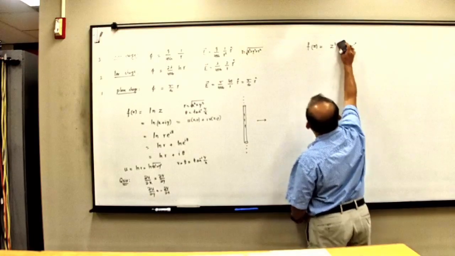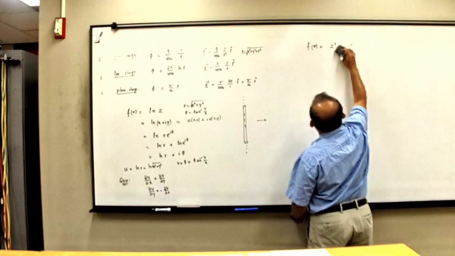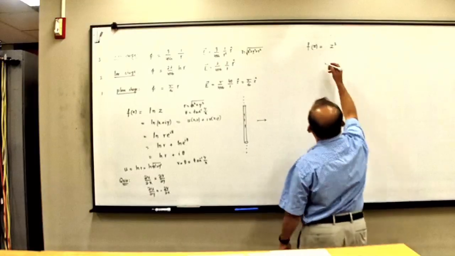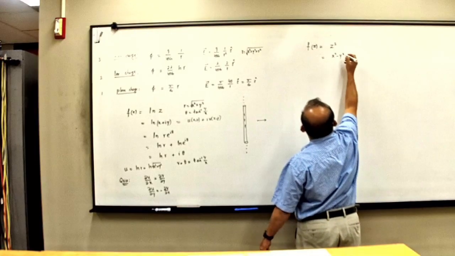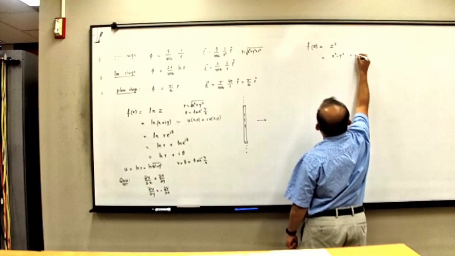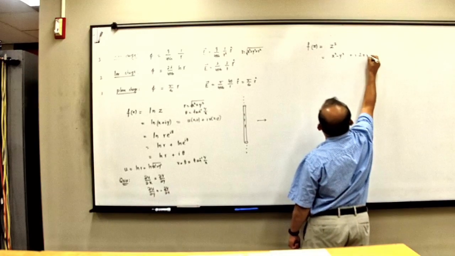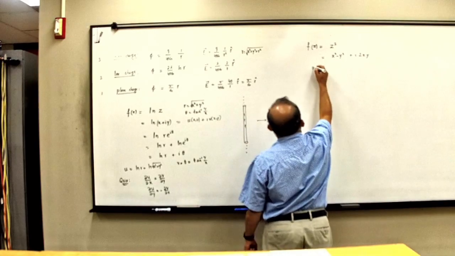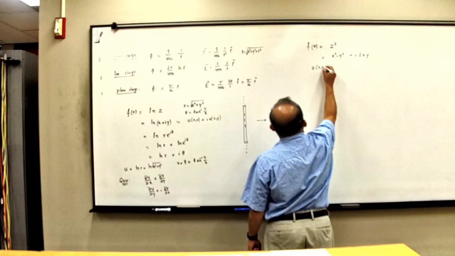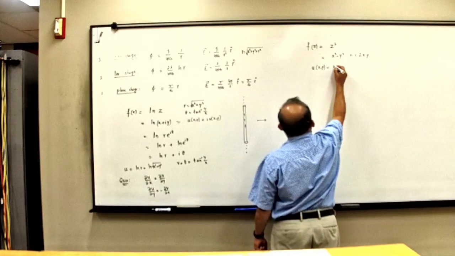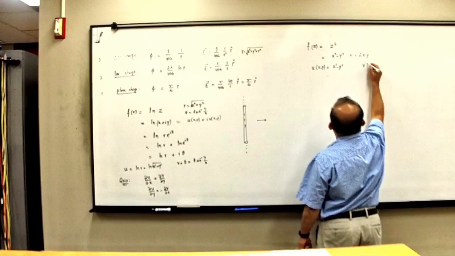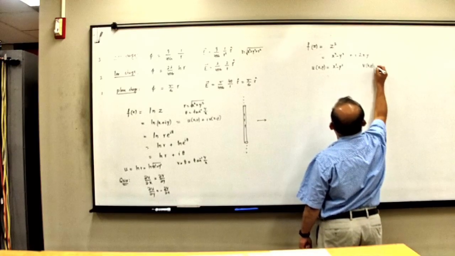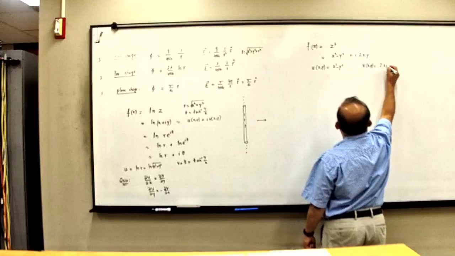Yeah, 1 over. Okay, let's do z square. This is equal to x square minus y square. We did this a few minutes back, plus i times 2xy. So u of x comma y is x square minus y square, and v of x comma y is equal to 2 times xy.